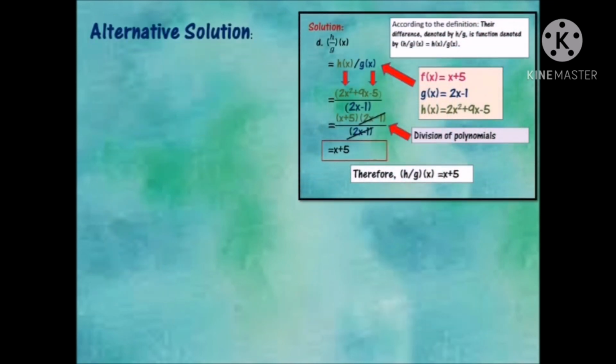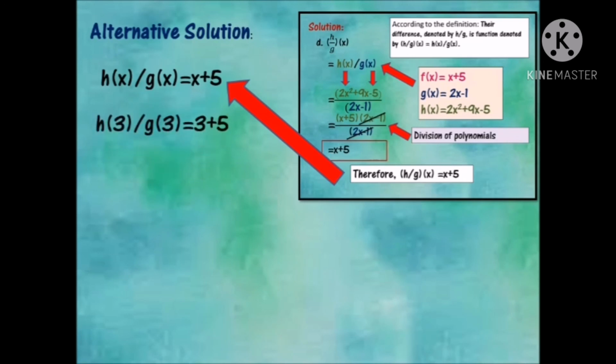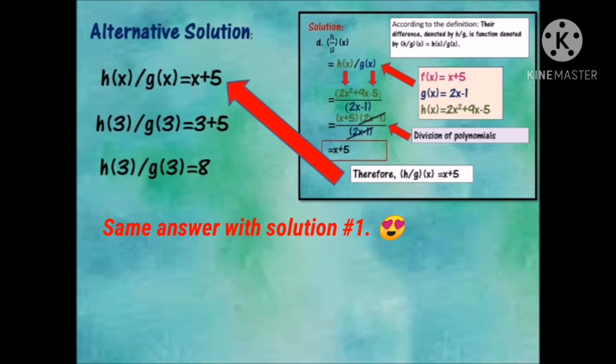We have the alternative solution. So, we all know that h over g of x is equal to x plus 5. So, yun muna yung gagamitin natin. Substitute natin yung value ng x which is 3. So, h of 3 over g of 3 is equal to, value of x is 3, so 3 plus 5, that is equal to 8. We obtain the same value na nakuha natin dun sa ating first solution.